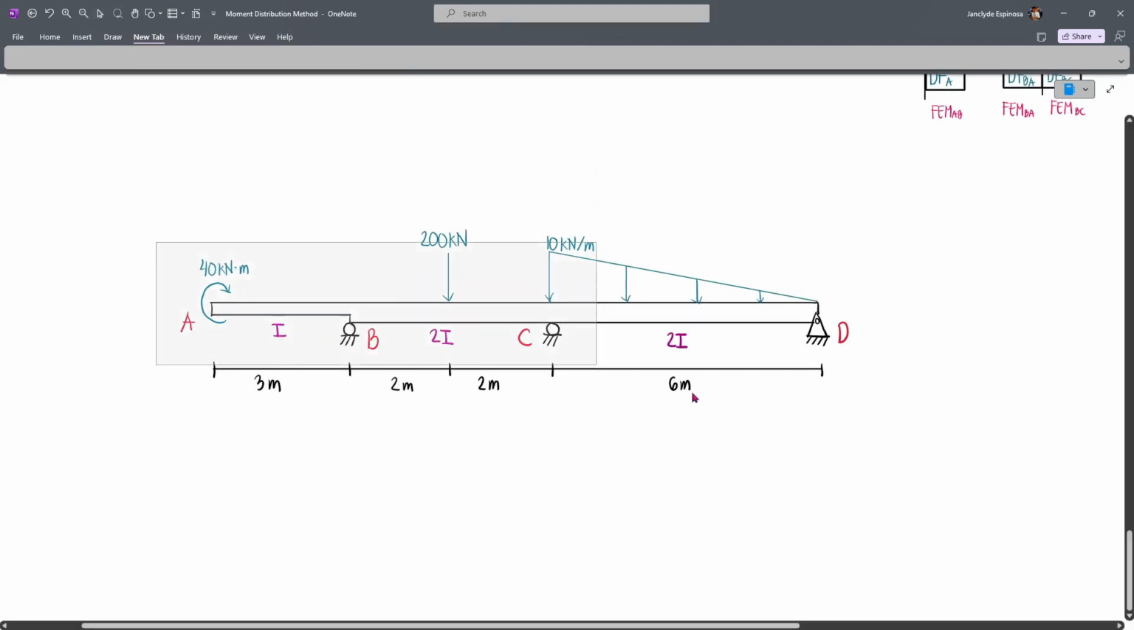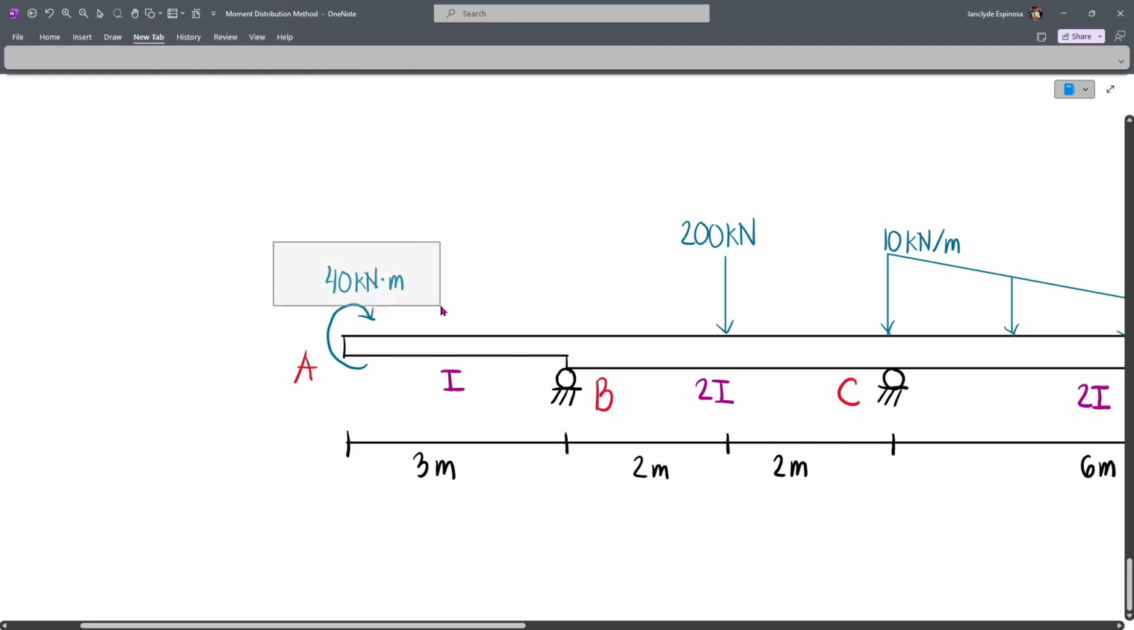Now, we have a beam ABCD wherein the moment of inertia varies. Here in AB, we have I, and then from B to D, we have a different I, and so that's why this is larger than AB. Now, as discussed earlier, if we have a free end, we can actually transmit the moment.